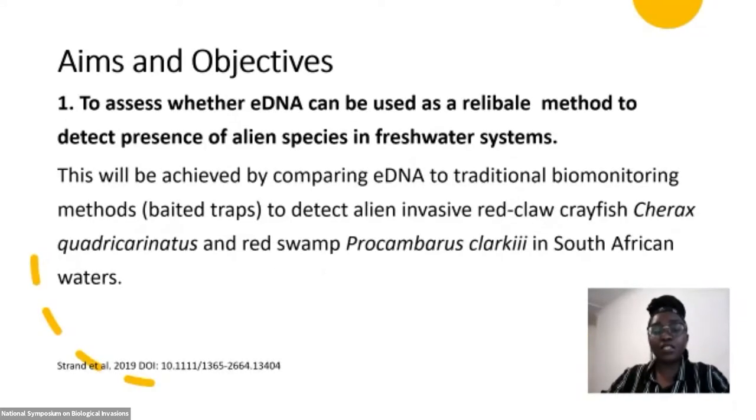The first aim of this study is to assess whether eDNA can be used as a reliable method to detect the presence of alien species in freshwater systems. This will be achieved by comparing the eDNA with the traditional baited traps.